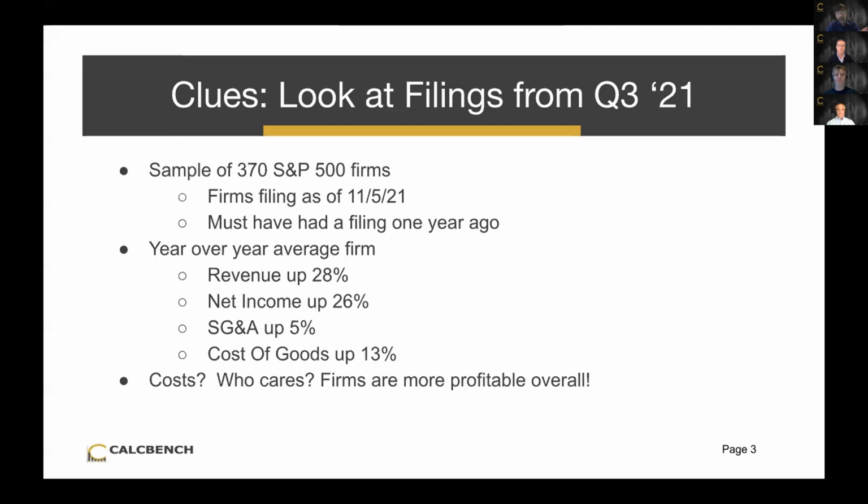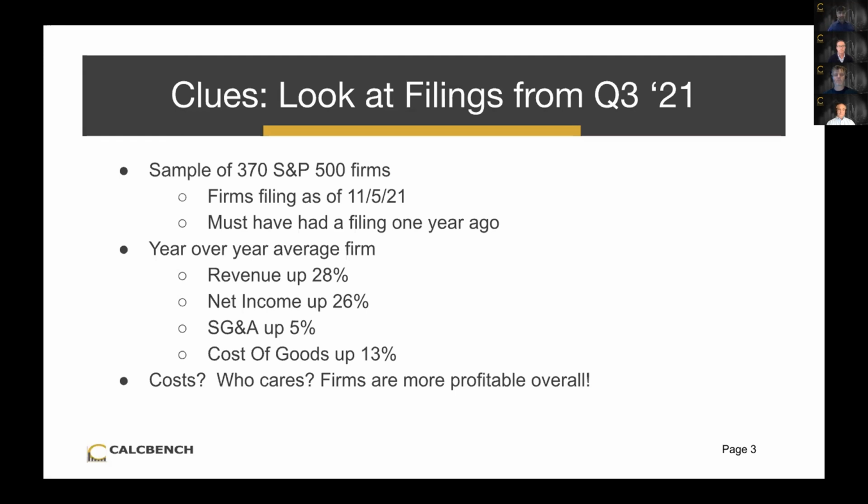Cost of goods sold is up 13%. But when profitability is up 26%, you kind of look and say, who the heck cares about my costs going up when I'm making that much more money? And so that's the framework, right? So we're going to start with that. And what we're going to tell you next is you should care.